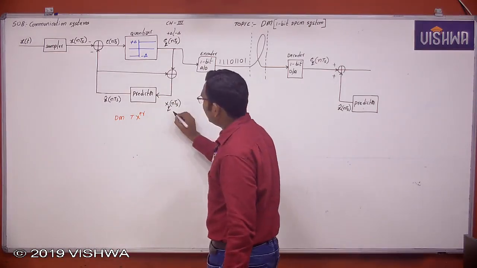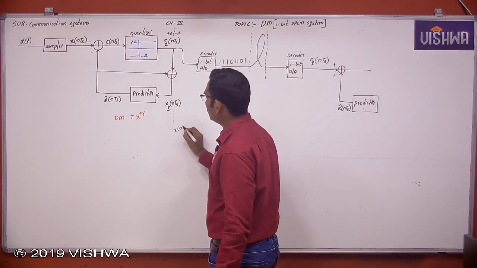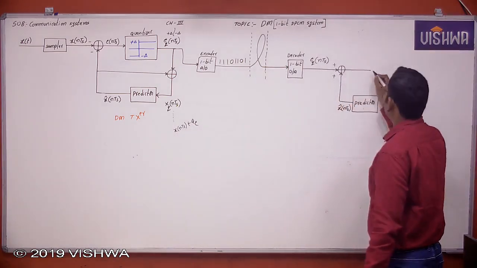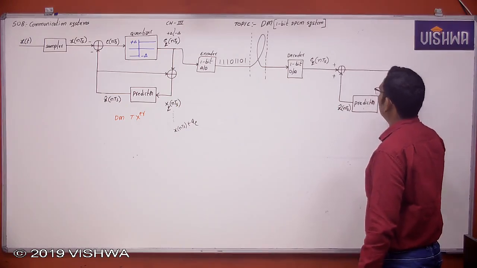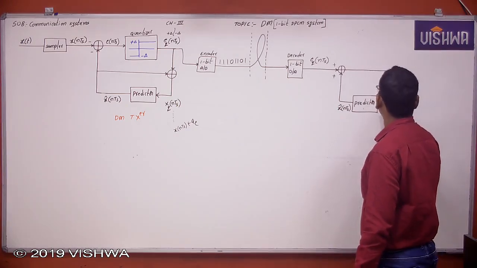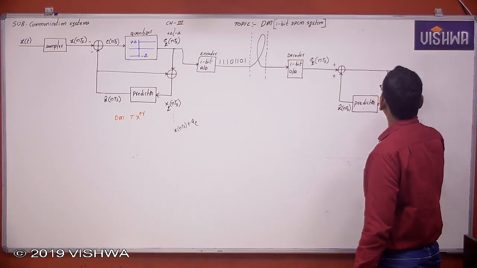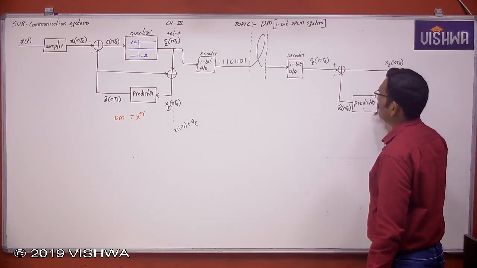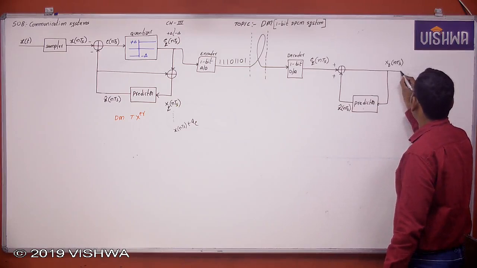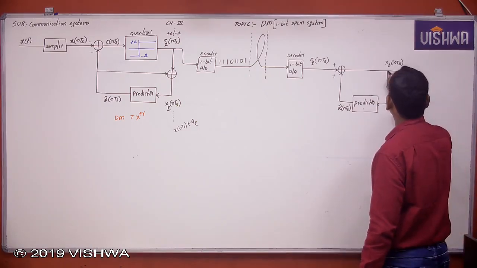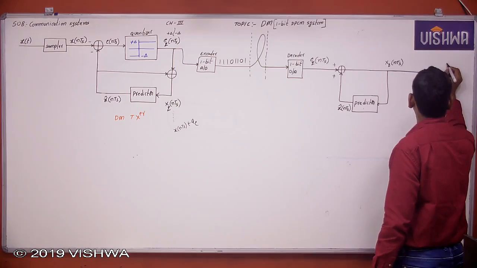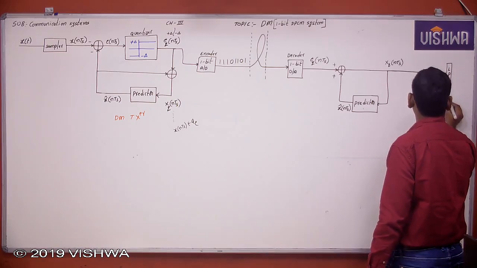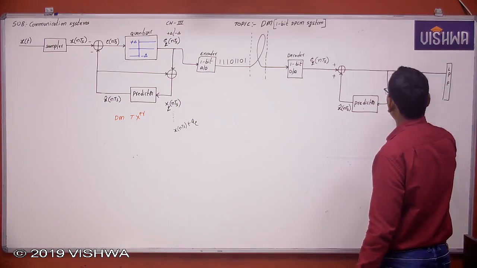Now you already know that the input to the predictor is nothing but the original sample value plus some quantization error, meaning the original sample value. Now this Xq of nTs, which is the input to the predictor, is applied to the low pass filter, the reconstruction filter.